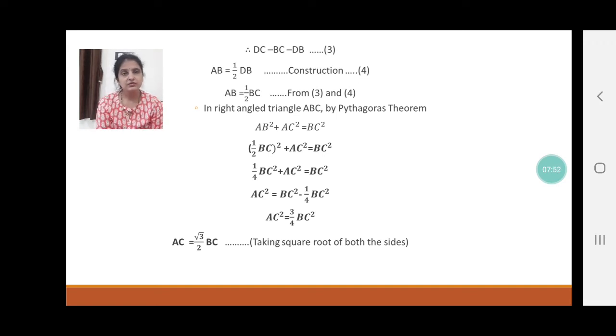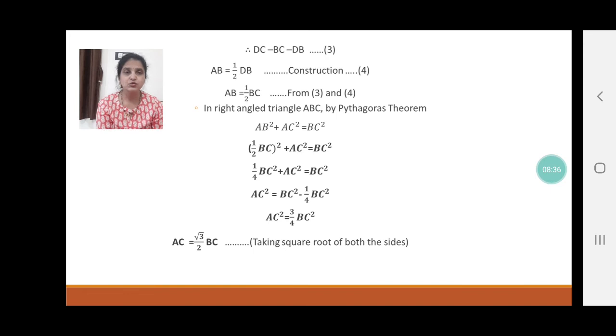So by Pythagoras theorem, AB square plus AC square is equal to BC square. Right, in place of AB square, I can substitute half of BC. So the equation turns out to be (half of BC) square plus AC square is equal to BC square. Now 1/4 of BC square plus AC square is equal to BC square. So that 1/4 of BC square we take to the other side. So AC square will be equal to BC square minus 1/4 BC square. When I solve this, AC square is equal to 3/4 BC square.